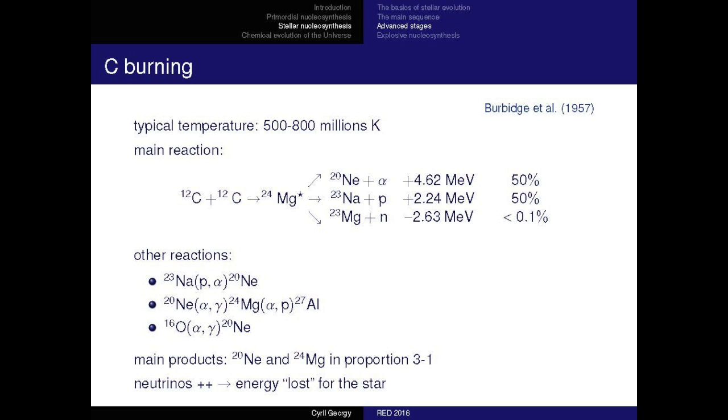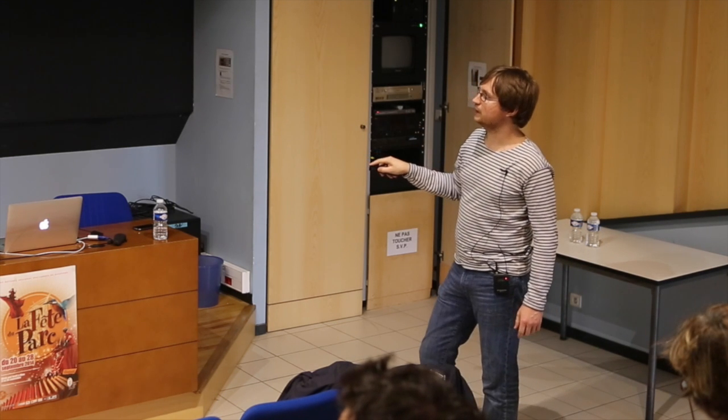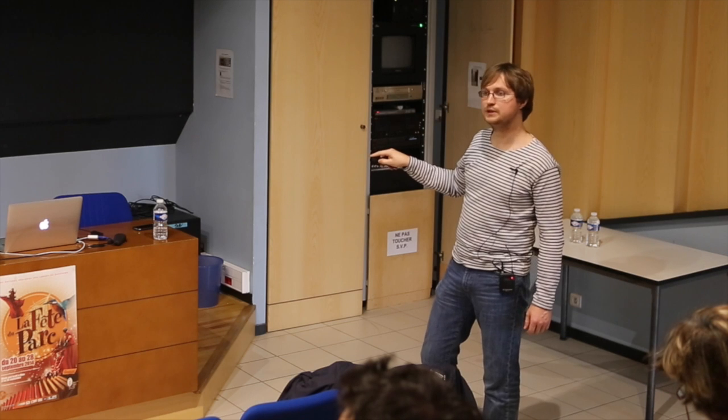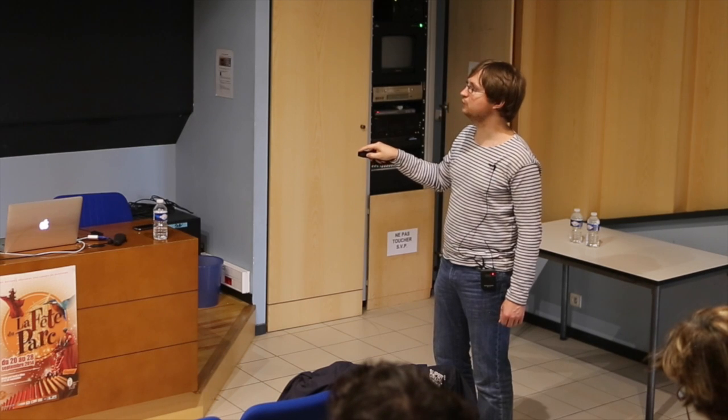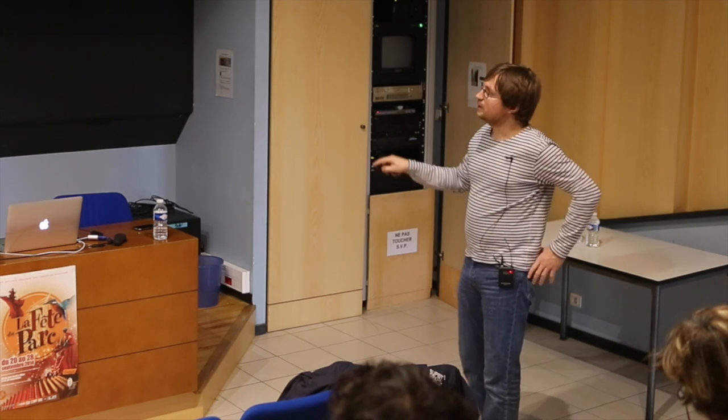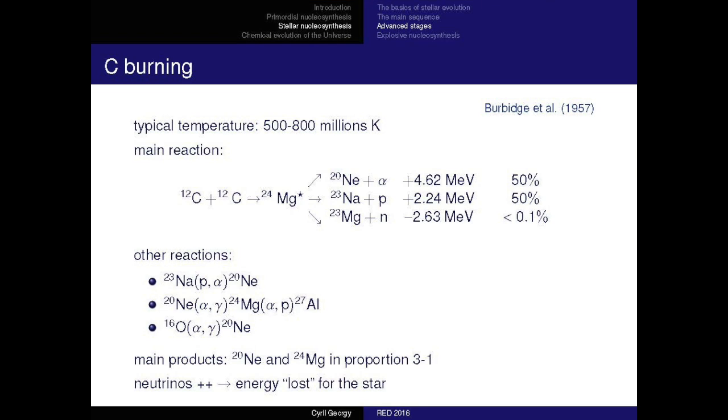Once you have produced this kind of nuclei inside your star, you can go through different other secondary reactions, with a proton capture on top of the sodium-23 producing neon-20. The neon-20 then can produce magnesium-24 and aluminium-27, or the oxygen-16 can also go to produce neon-20. The main products of carbon burning are neon-20 and magnesium-24, and the proportion is roughly 3 atoms of neon-20 for 1 atom of magnesium-24.